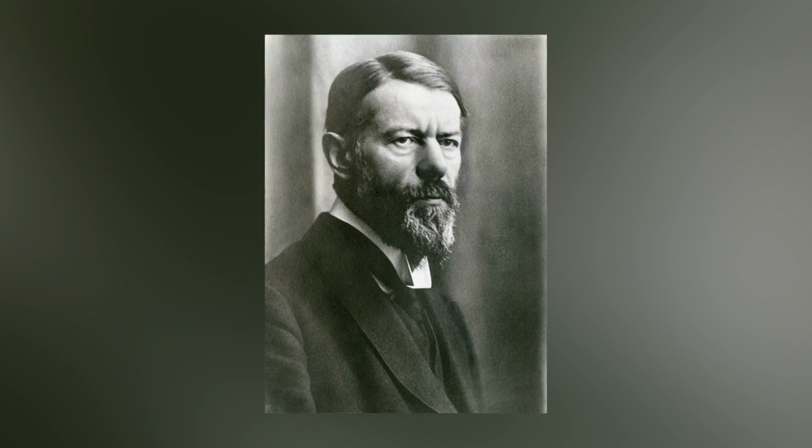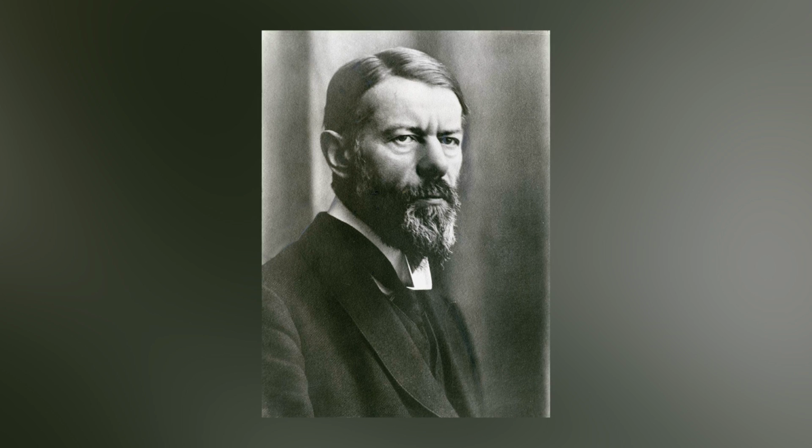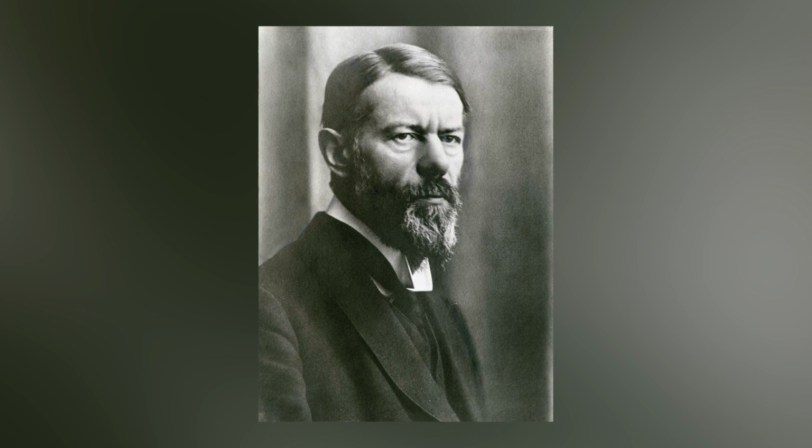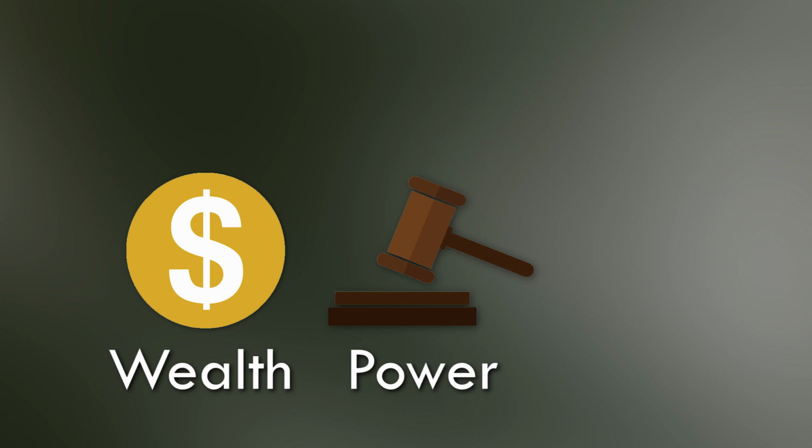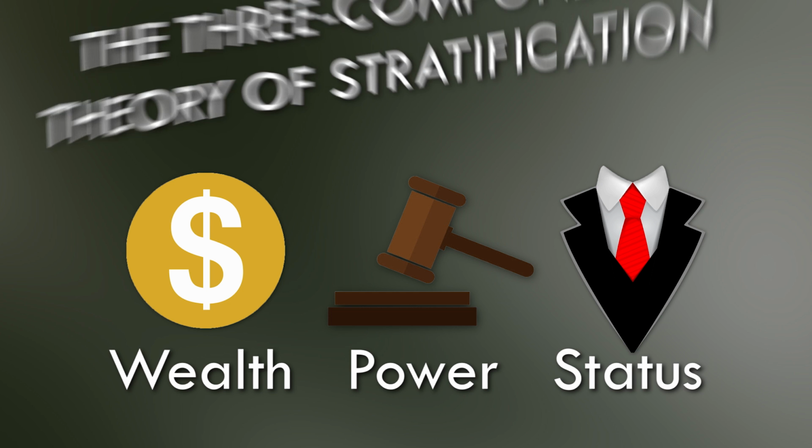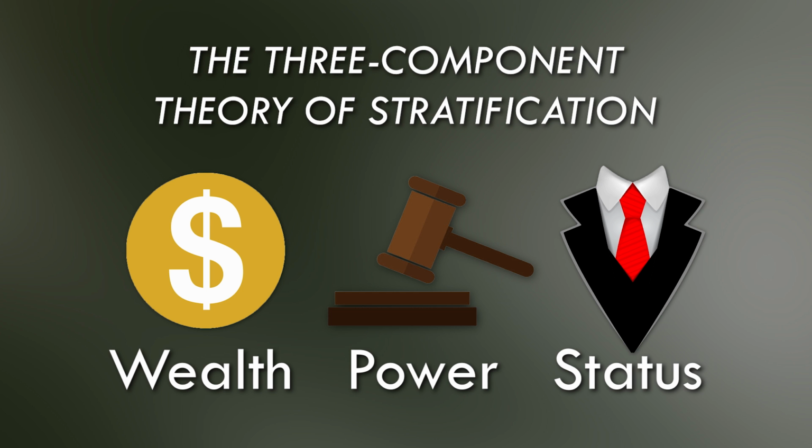Sociologist Max Weber said that what we're really talking about here is the relationship between three things: wealth, power, and status, what he called the three-component theory of stratification. Now, these three things do correlate and do cause one another. People with power tend to have status, and people with wealth tend to have power. But just because class structures aren't great doesn't mean that they can have no logic to them.